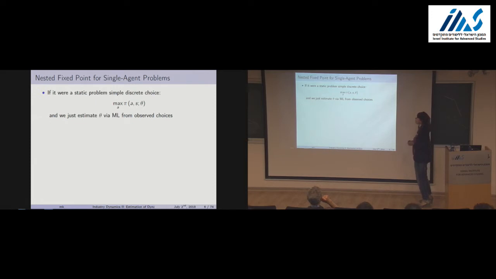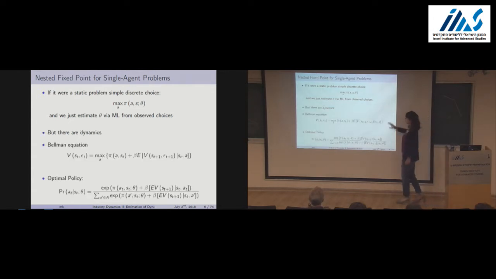So what would you do if this was a static problem? You would open Stata. You would say, OK, I know how to do this. We know the agent's problem is to choose an action to maximize the payoff function plus epsilon. And you would just do maximum likelihood using the observed choices of when Harold is replacing the engines of the bus. But it's not a static problem.